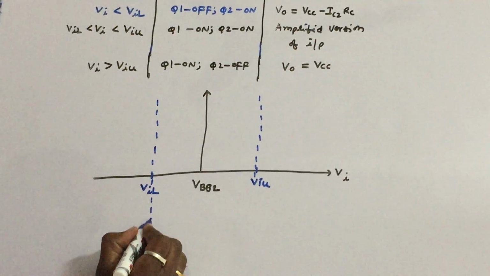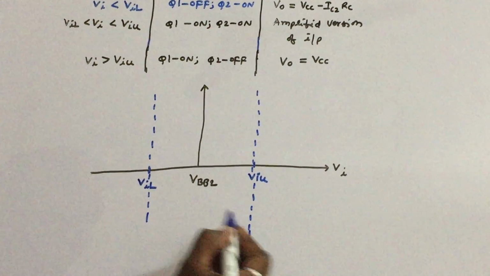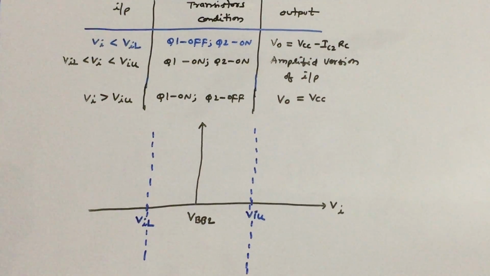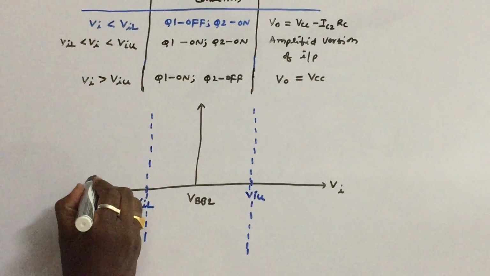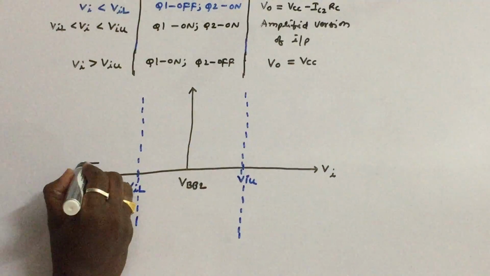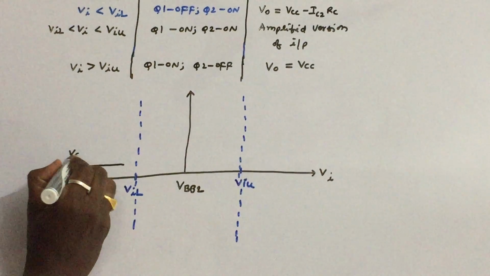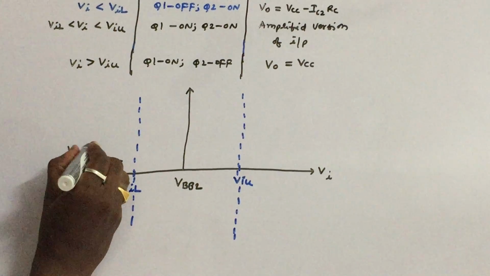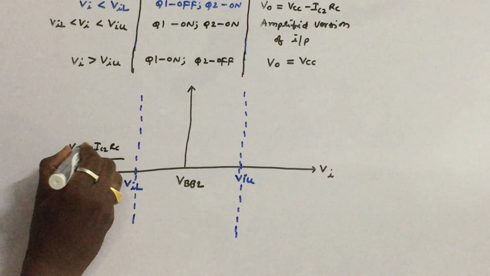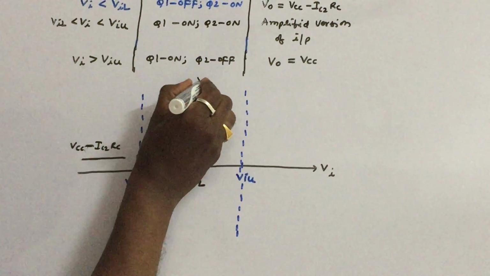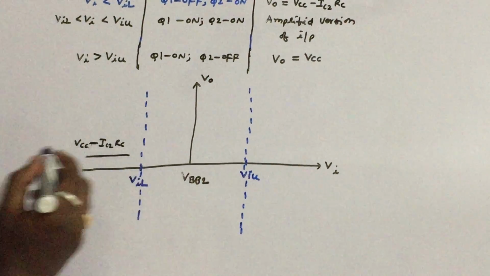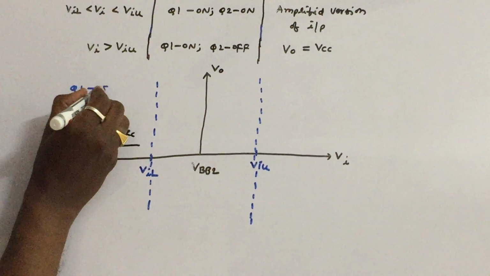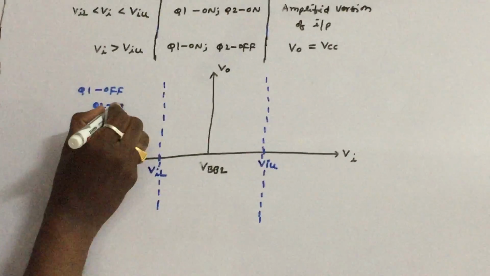So you can see that from the above condition, when the input is less than VIL, what is the output? The output is VCC minus IC2 into RC. You have to clearly mention this. So this axis is the output voltage axis. What are the conditions of the transistors? You also have to mention them. Q1 will be in off condition and Q2 will be in on condition.